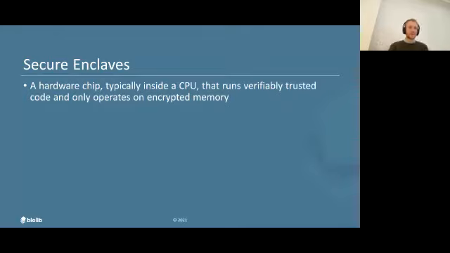It's a relatively new thing. Most modern CPUs, so if you've bought a computer within the last 5 years, most likely have a secure enclave inside. You can think of it as sort of a hardware chip next to the main CPU that can run verifiably trusted code. I'll get back to what this means. But what's quite nice about it is it only runs on encrypted memory. So if you were to look at the chip at the time of computation, you wouldn't be able to see anything because it only works on encrypted memory.